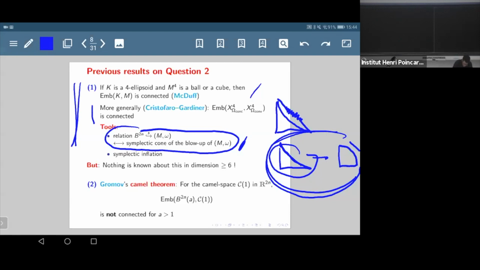And these tools are specific to domain a ball and dimension 4. And I will speak about cubes also in dimension 4, but this completely breaks down. We will prove that infinitely many components. Okay, another example is, of course, even before Gromov's camel theorem.